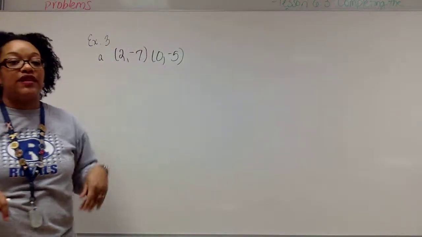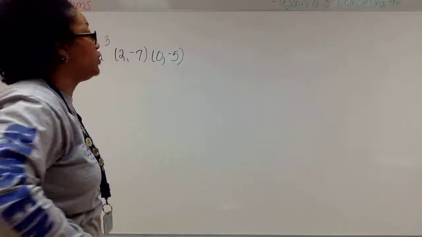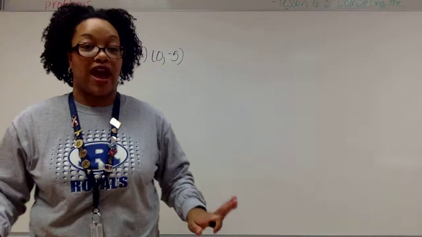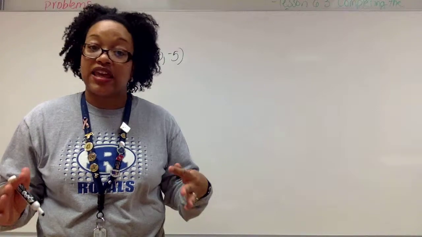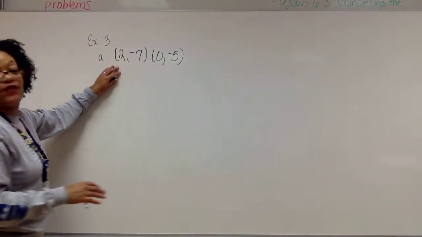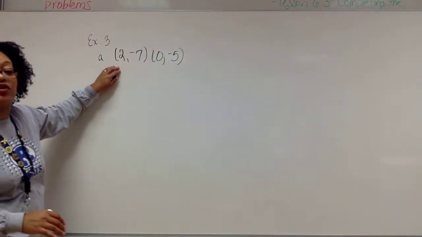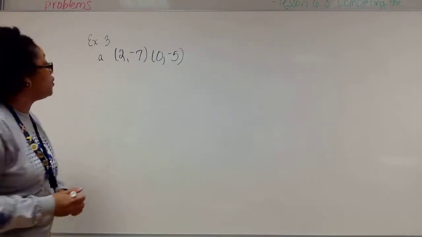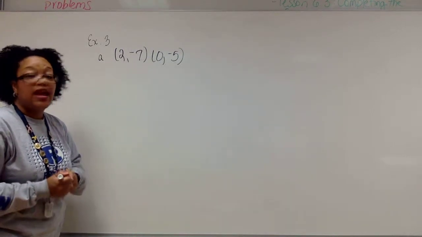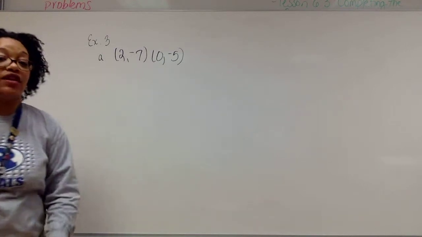So we're moving on to example 3, and we are under the condition where we have no graph. You still need to come up with your equation, but they can't give you a graph. They only give you the points. So this is example 3, letter A. Go ahead and write this down. Your first point is (2, -7). And your second point is (0, -5).